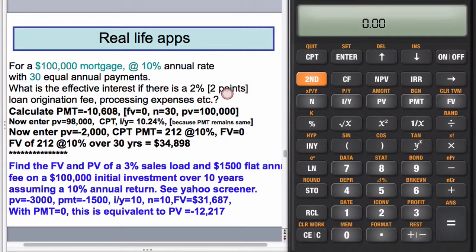So first thing is this points thing. Typically we like points, right? But with a mortgage, you don't want points. It's just a very basic way of saying that the sales commission is 2%. So if you have a mortgage with 2 points, 2% of 100,000 is $2,000. Effectively, you're borrowing only $98,000 instead of $100,000.